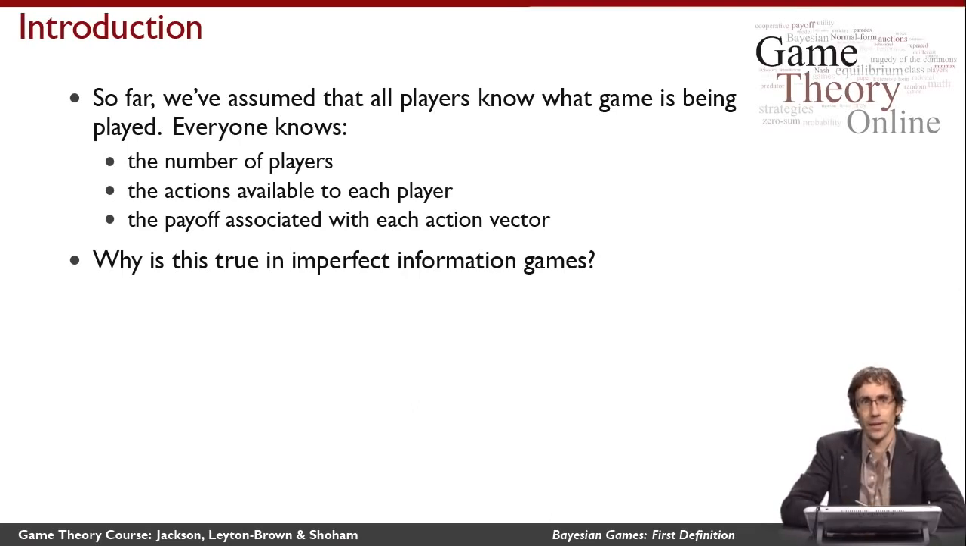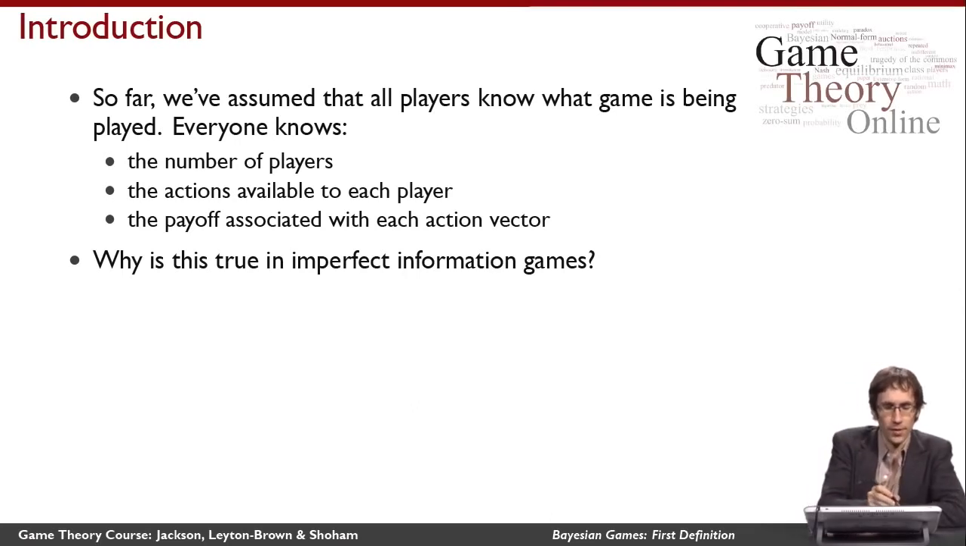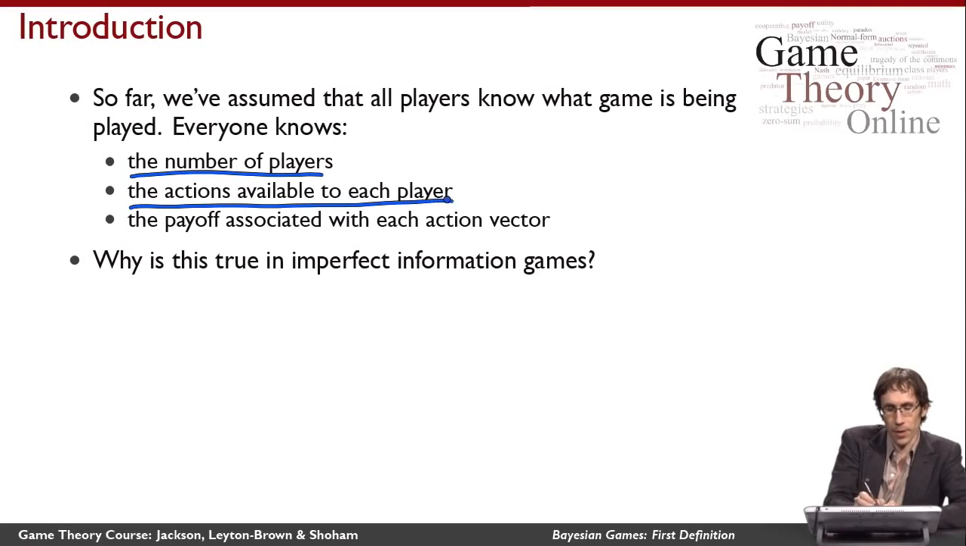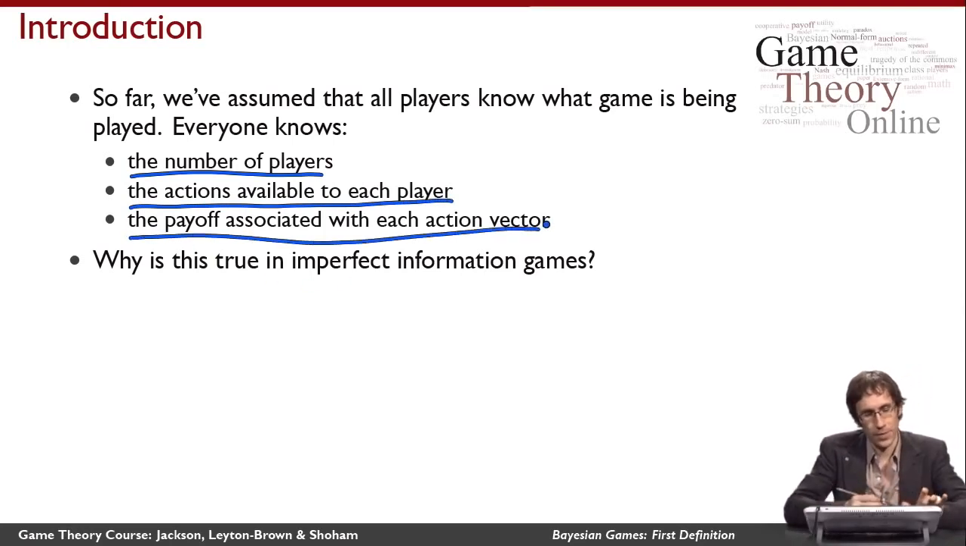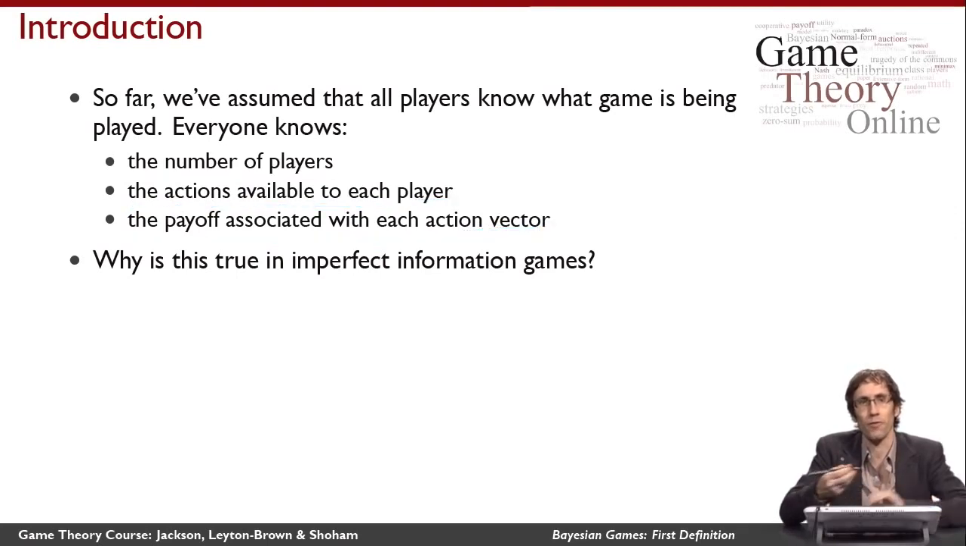is being played. That is, everybody knows how many players there are in the world, what actions are available to every player, and what payoffs would result given a complete action profile or an action vector by everybody. So let me give you a chance to stop and think about why this is still true in imperfect information games, because intuitively it might seem to you like it isn't true. So you might want to pause the video now and think about that, and then I'll tell you the answer.